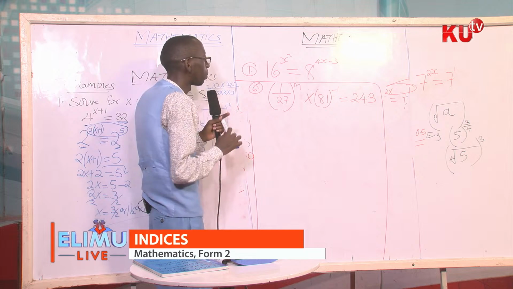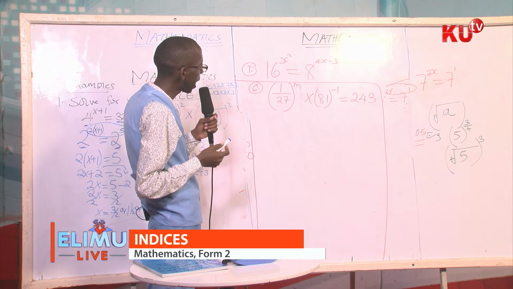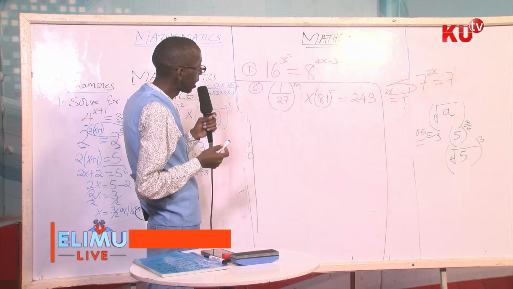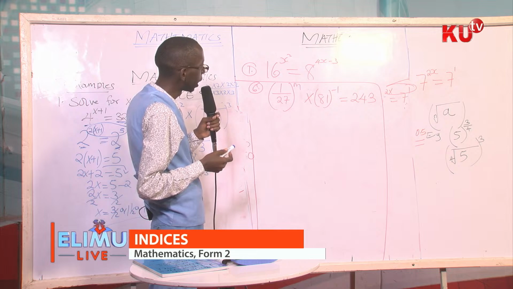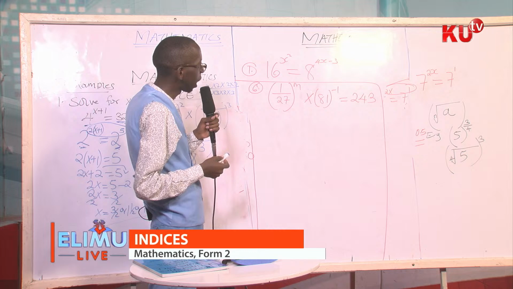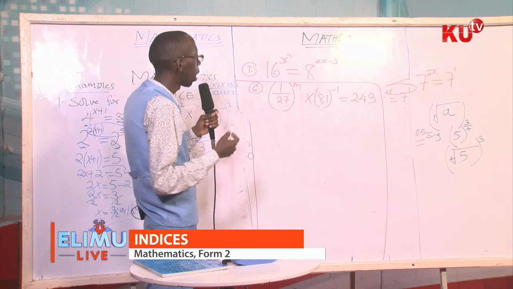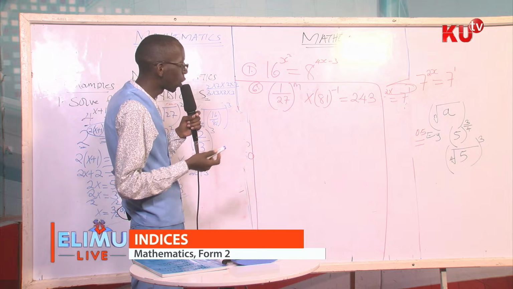The first step, is there a question with denominator? Yes, there is a digit with the denominator. Which one is it, my dear student? It is 1 over 27. What should we do to 1 over 27? Reciprocate. What happens when we reciprocate 1 over 27? The sign of the power changes.